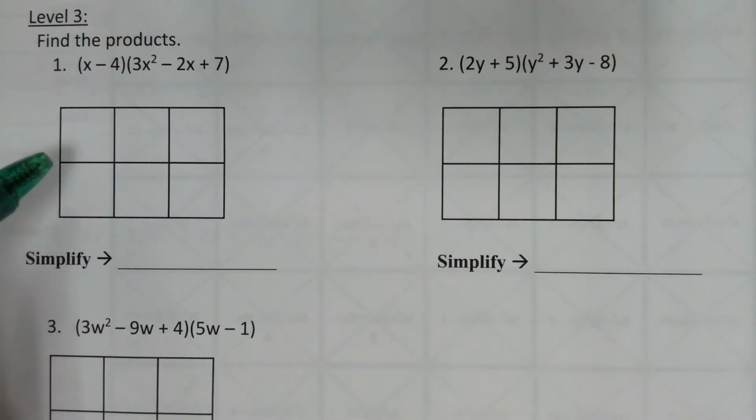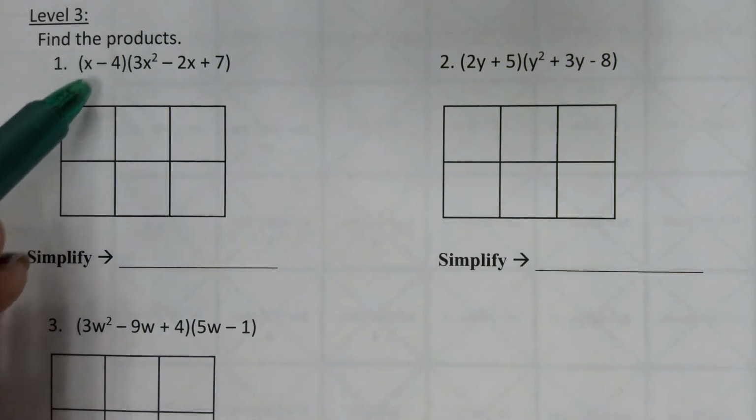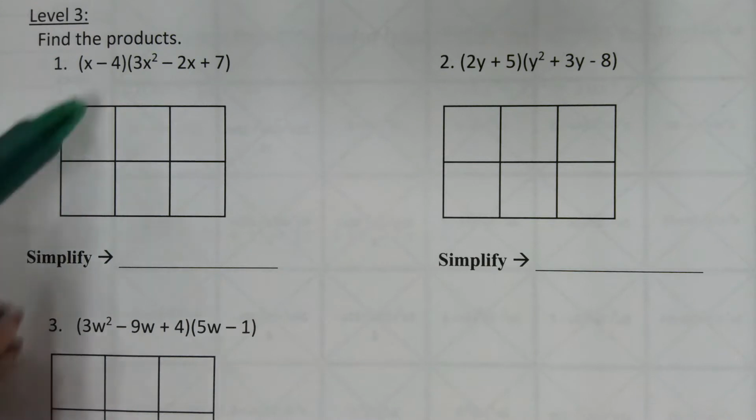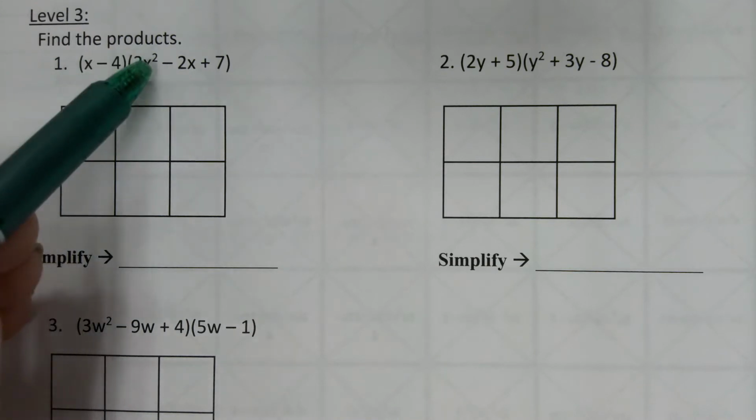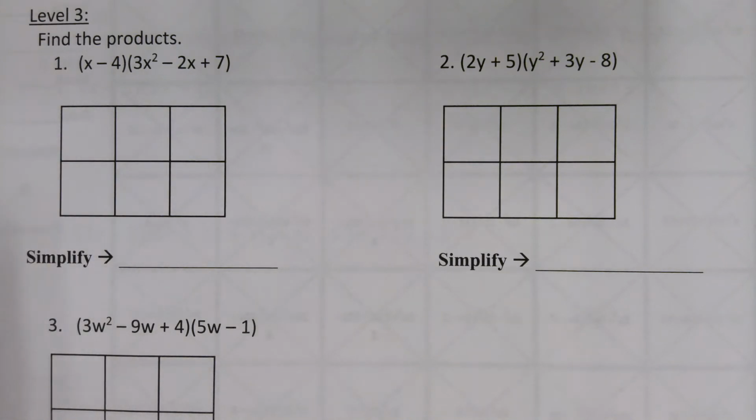In level 3, we're going to be doing the same skill that we practiced in level 2. The difference is instead of multiplying a binomial by another binomial, we'll be multiplying our binomials by a trinomial. So something with 2 terms will be multiplied by something with 3 terms. So our box shape is going to change as well. 2 terms and 3 terms means my box needs to have 2 by 3 boxes.